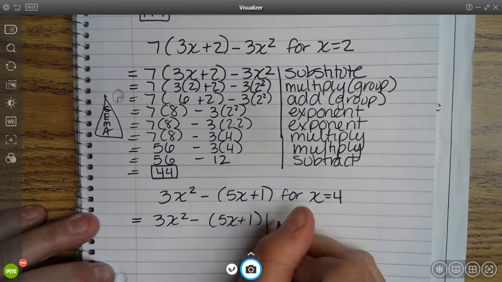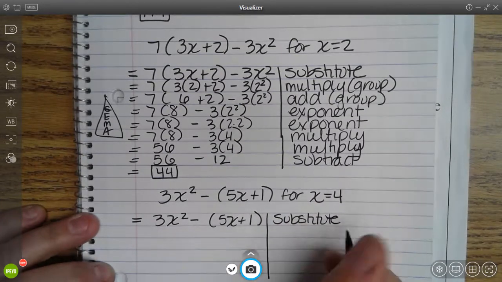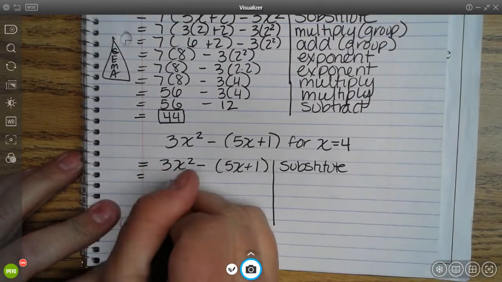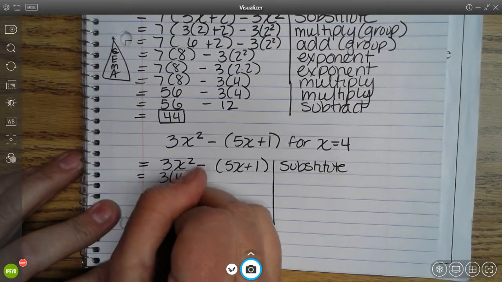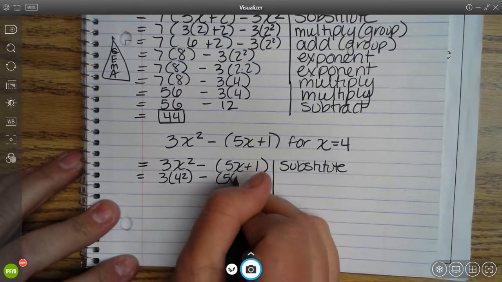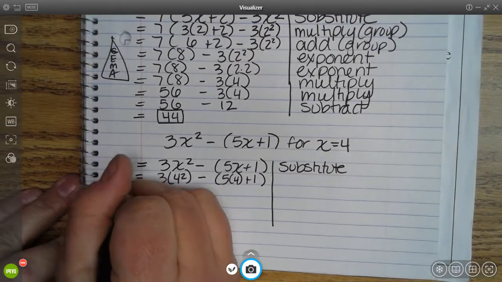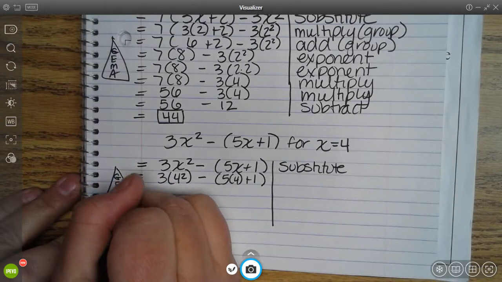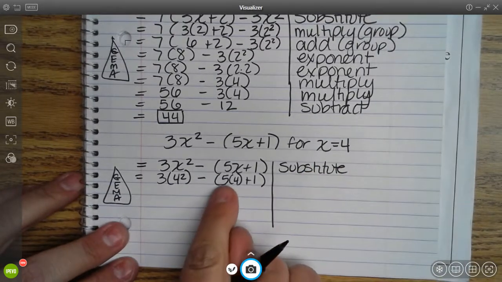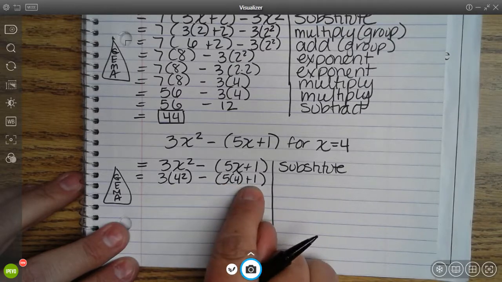And we're going to substitute in our value for x. So we get 3 times 4 squared minus 5 times 4 plus 1. Pulling up my GEMMA pyramid. So we have to do groups first. So this is our group first, and within the group we have to do multiplication.